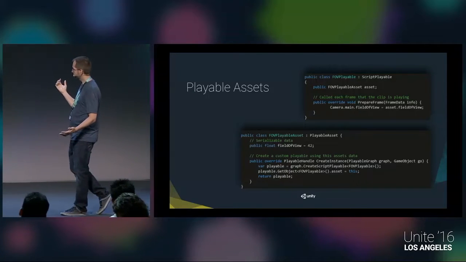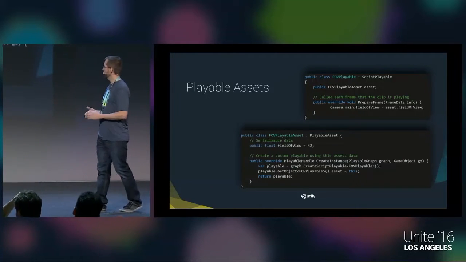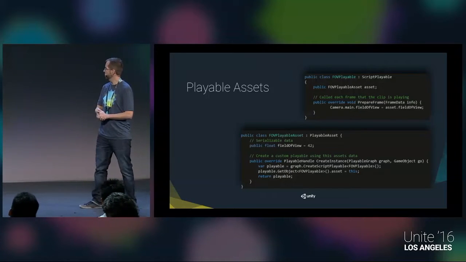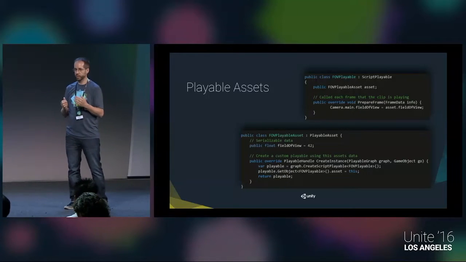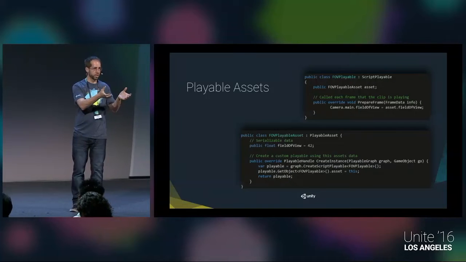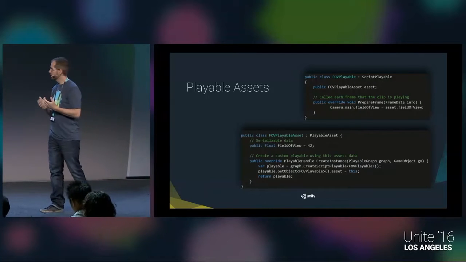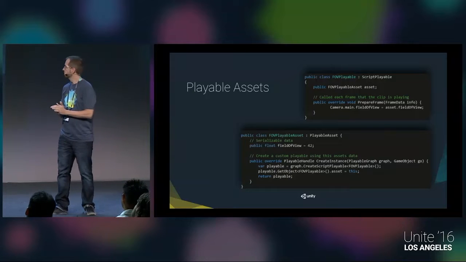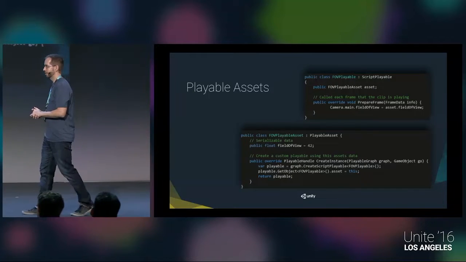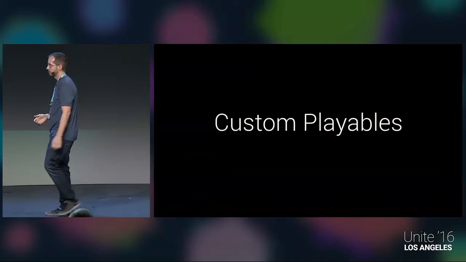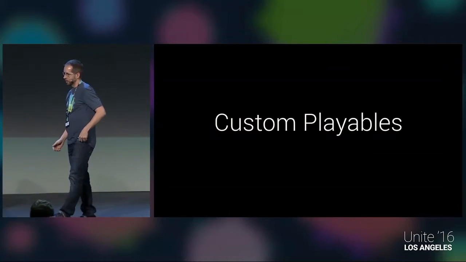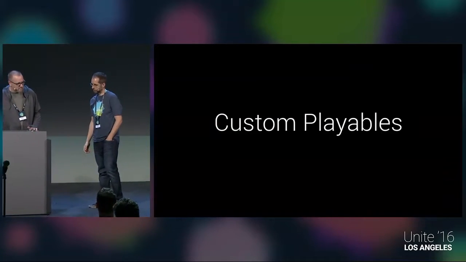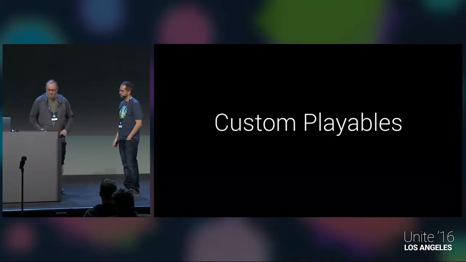Now, the one thing that we have to implement in the asset is we have to say, oh, hey, here's the playable that I create. The power of this is it doesn't have to be one, it can be a whole subgraph. Right? Awesome. Cool. So we can show a video of some custom playables in action.